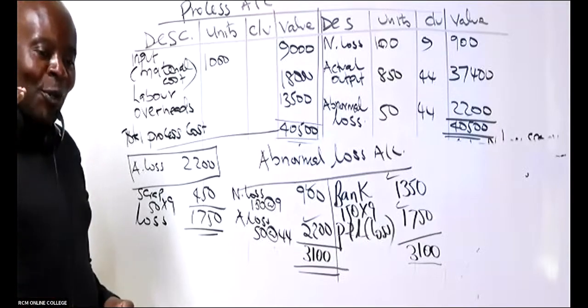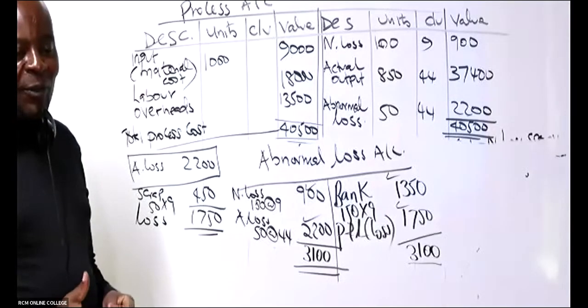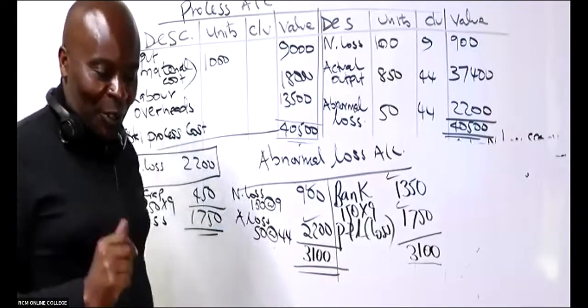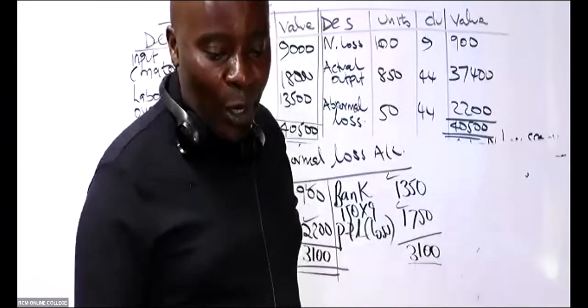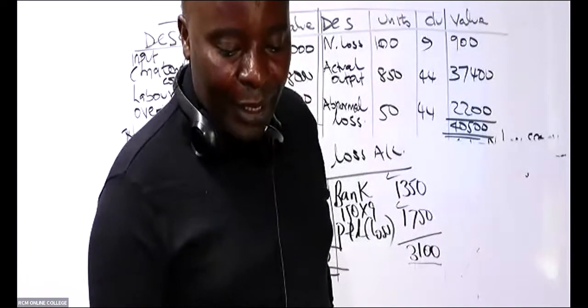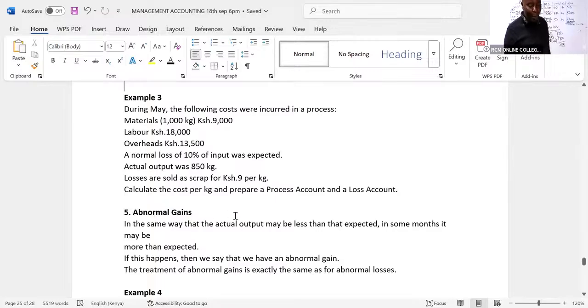Can I move on to something different, my good students? Yeah, with your permission, I will now go to a question that has an abnormal gain. So you can see number 5 here, abnormal gains.